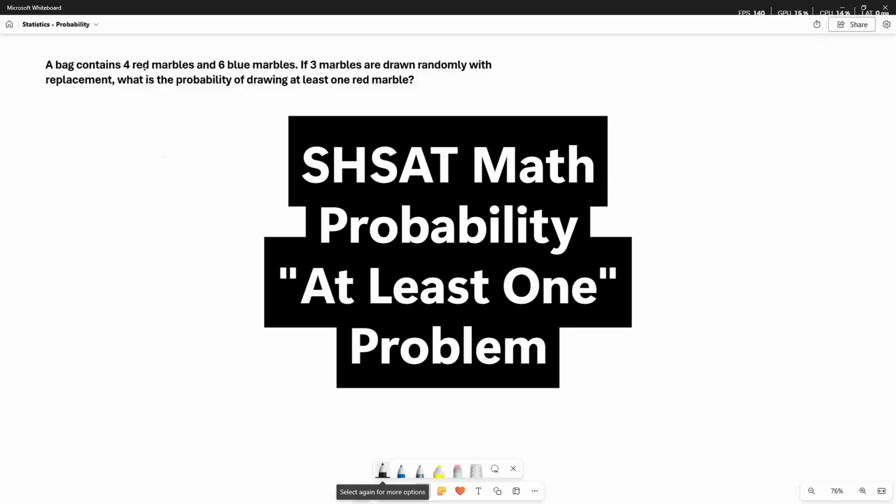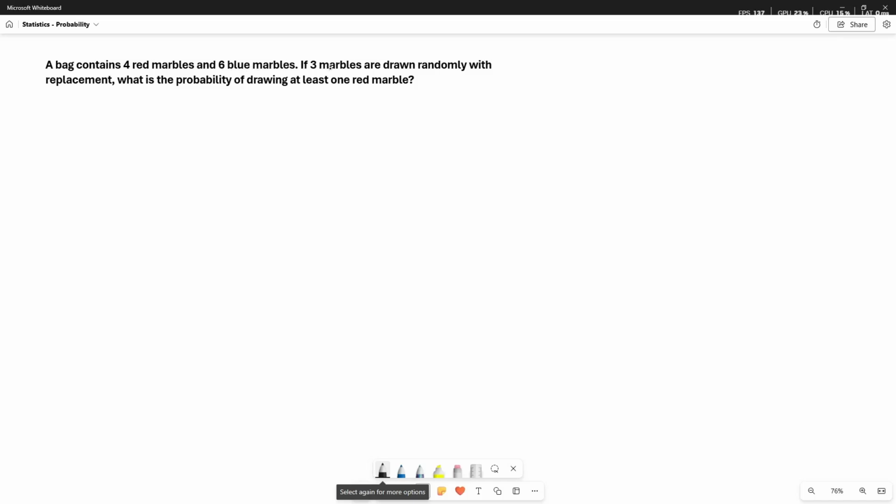A bag contains 4 red marbles and 6 blue marbles. If 3 marbles are drawn randomly with replacement, what is the probability of drawing at least 1 red marble?